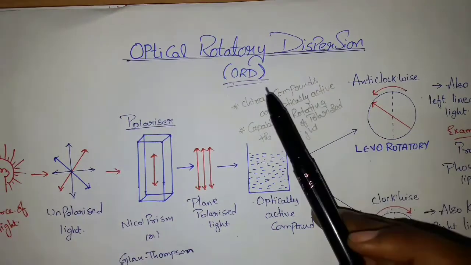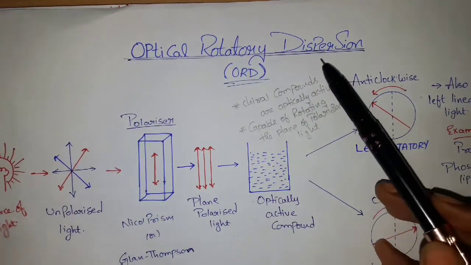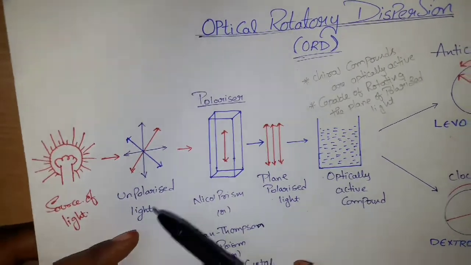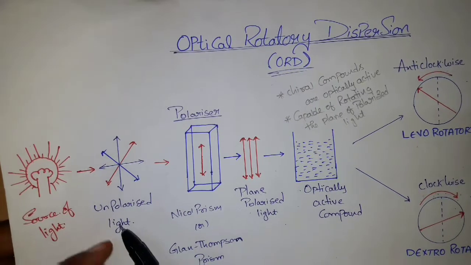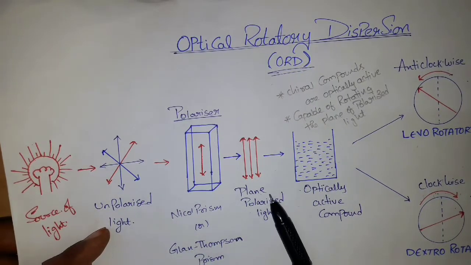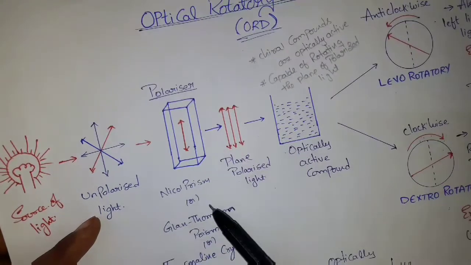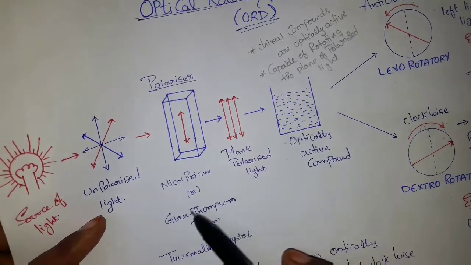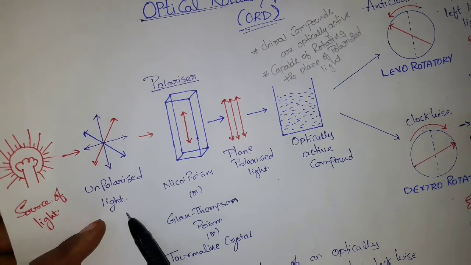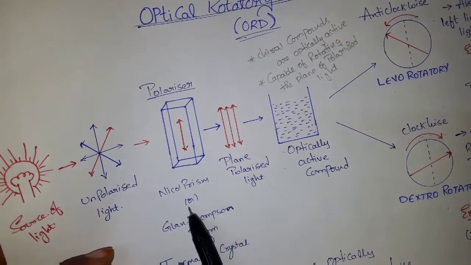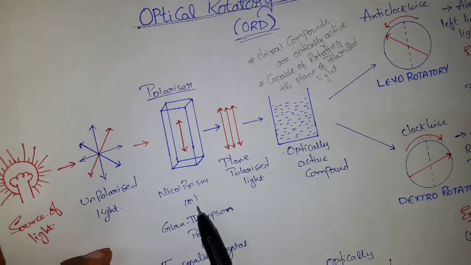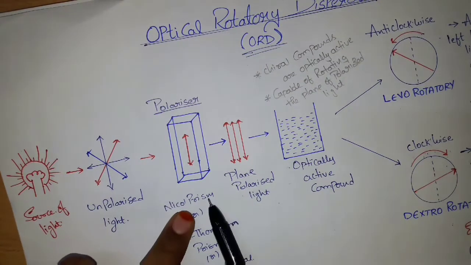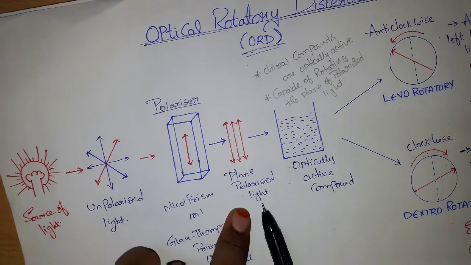Now coming to the concept of ORD, optical rotatory dispersion. From the source of light we get unpolarized light, and with the help of a polarizer we convert the unpolarized light to plane polarized light. Here the polarizers are Nicol prism, Glan-Thompson prism or tourmaline crystal. Any one of these polarizers can be used for converting unpolarized light to plane polarized light. Mostly Nicol prism is used as the polarizer. So when the unpolarized light is passed through a polarizer, we get plane polarized light.